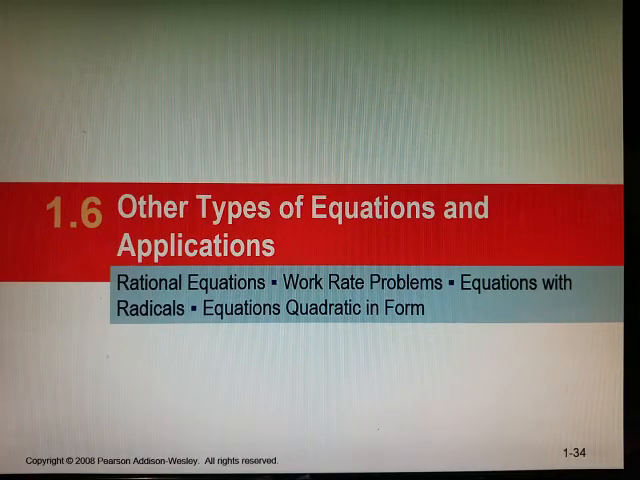College Algebra, Lesson 1, Section 6, Other Types of Equations and Applications. We have rational equations, that means problems with fractions. Work rate problems, I'd be like, Sally can mow the yard in 5 hours and Sam can mow it in 2 hours. How long would it take them together? Equations with radicals, that'll be ones that have square roots in them. And then equations in quadratic form, and that's going to be our u substitutions.